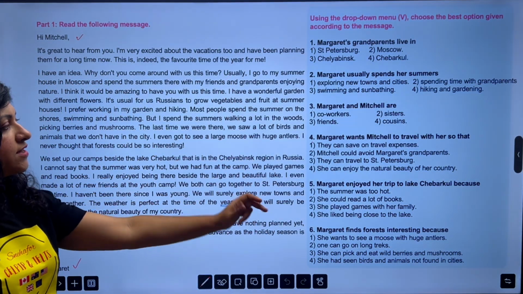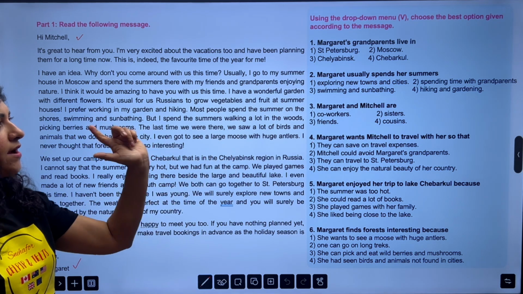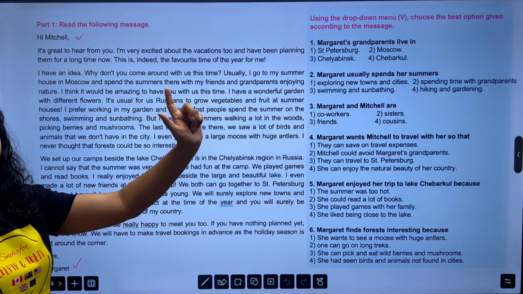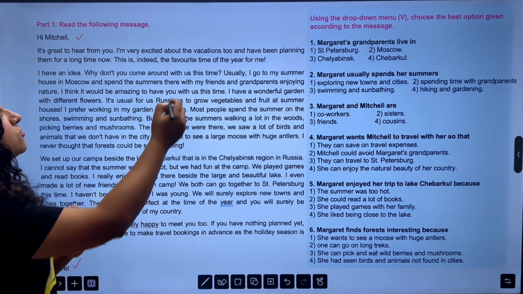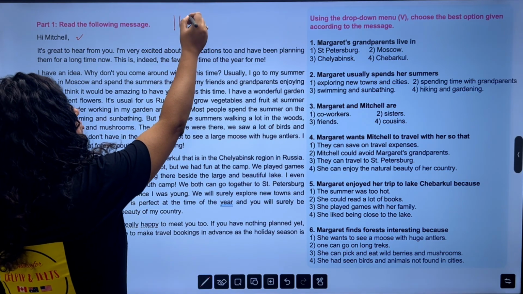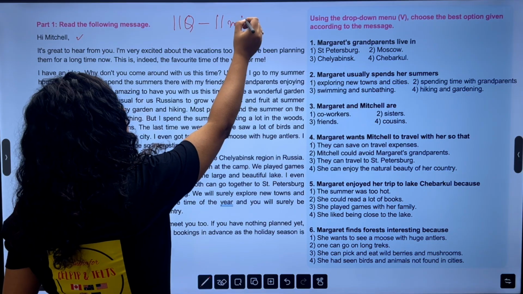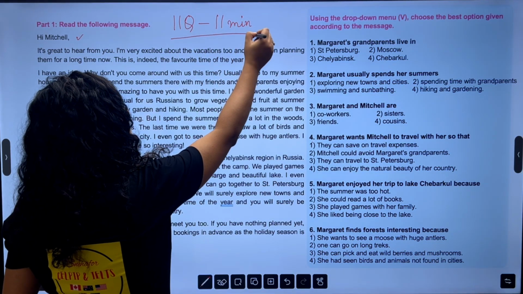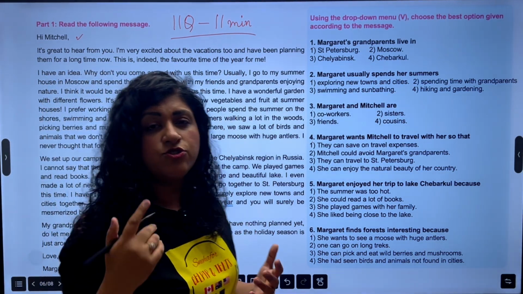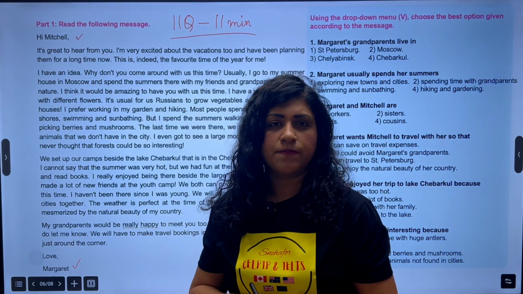Questions number 1 to 6 are from this email, and the rest of the questions are based on the reply to this email. So you have 11 questions in total, and you get a total of 11 minutes to solve them. That means on average you have 1 minute for each question.